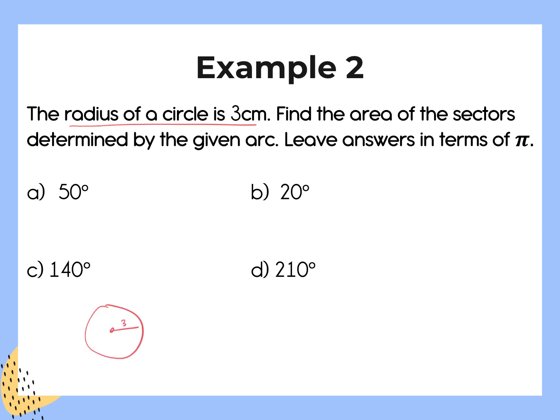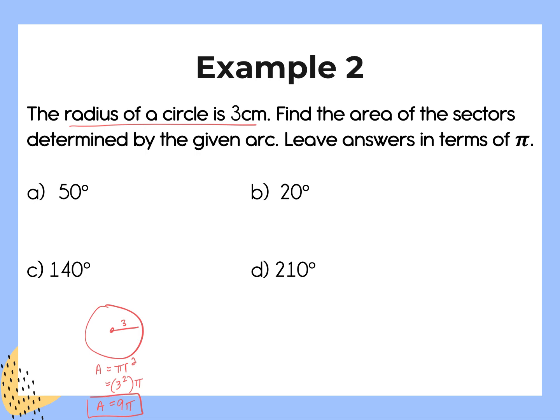So the first thing I'm going to have to do to find the area of a particular sector is to know the area of my circle. The area is pi r squared, which means 3 squared times pi, or 9 pi. So I know my area is 9 pi. It's kind of a big deal.